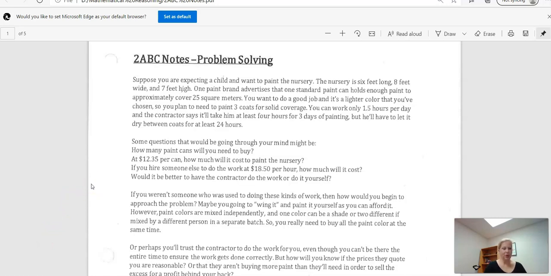How many paint cans will you need to buy at $12.35 per can? How much will it cost to paint the nursery? If you hire someone else to do the work at $18.50 per hour, how much will that cost? Would it be better to have a contractor do the work or to do it yourself? If you weren't someone who was used to doing these kinds of work, then how would you begin to approach the problem?